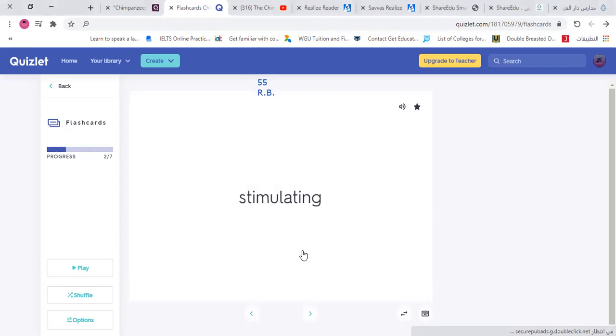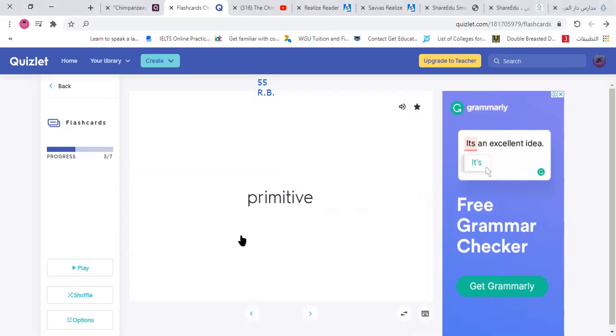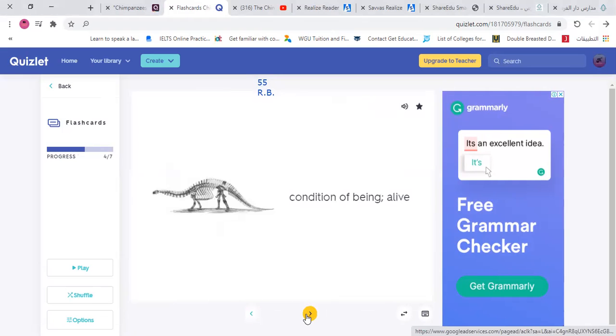Then the second word we have is stimulating. Stimulating means engaging, interesting, lively. For example, girls, I want you to be stimulated in this lesson by doing some exercises. So stimulating here means what? It means we are engaged, we are interested in something, we are living the experience. And then we have primitive. Primitive means very simple, like this line, nothing complicated.